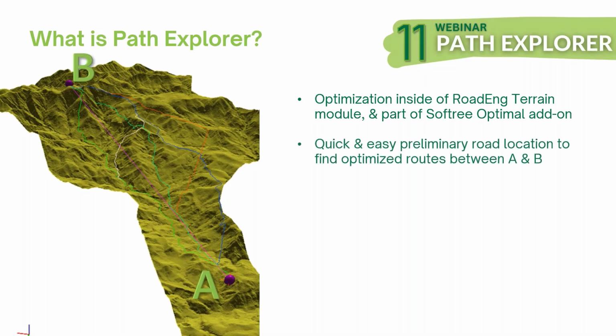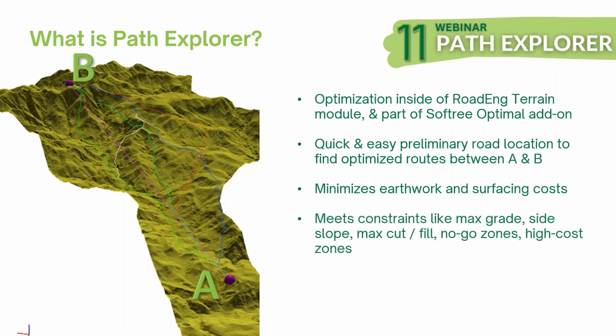Path Explorer really looks to find optimized routes between 2 points, A and B, as you can see here in this little graphic that I've got on the screen. It takes into consideration a whole bunch of things, but the algorithm itself is really looking to minimize earthwork costs and minimize surfacing costs, while meeting your project-specific constraints and standards. Some of those can include your grades, your side slope, your max cut and max fill depths that you're willing to have in the project, as well as these things that we call construction zones.